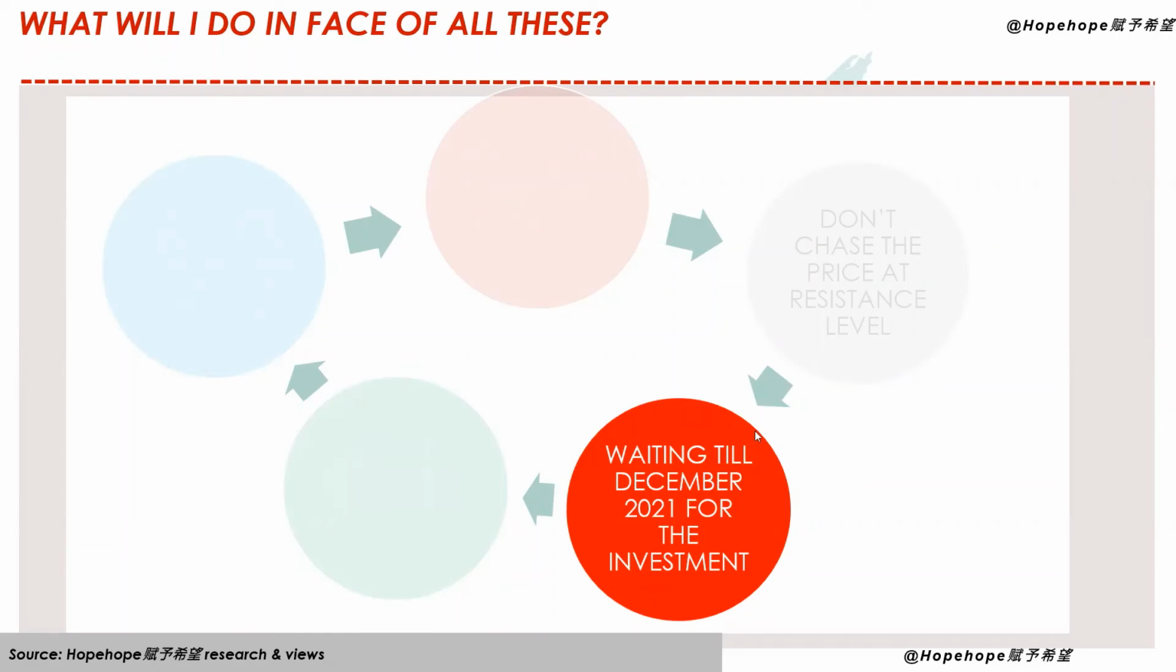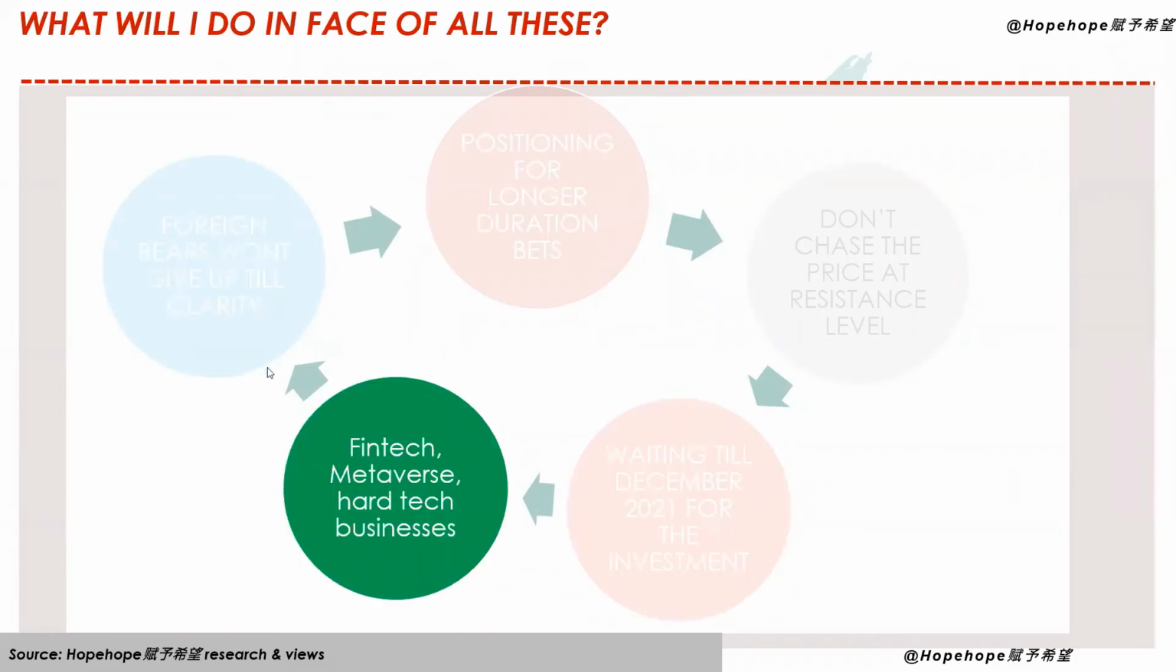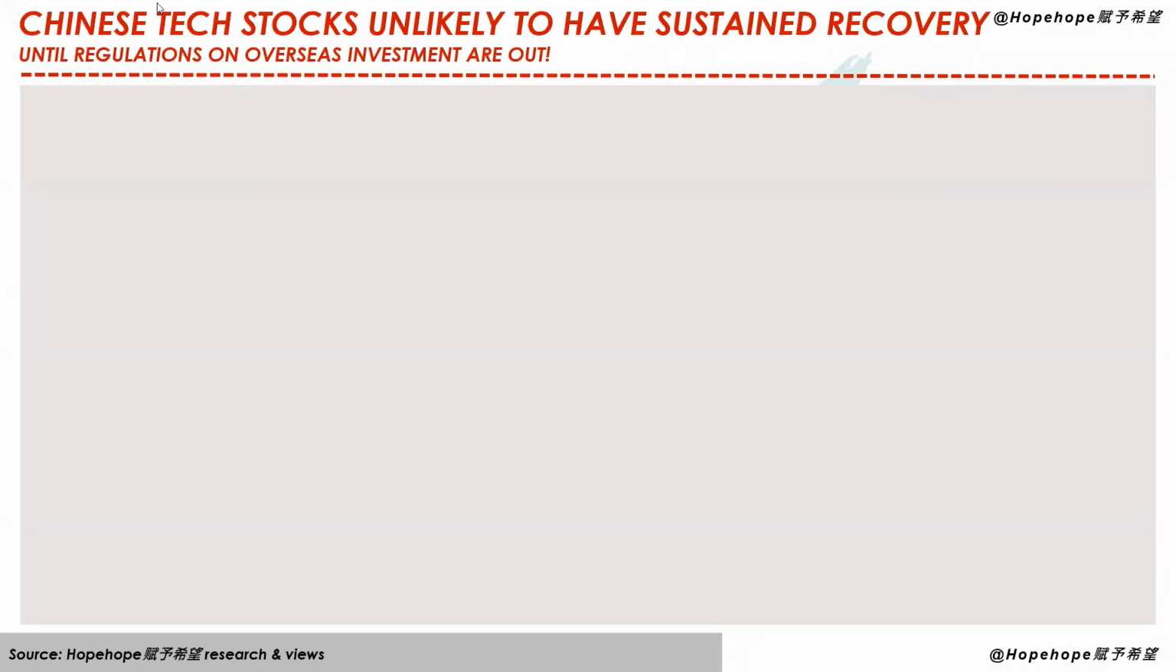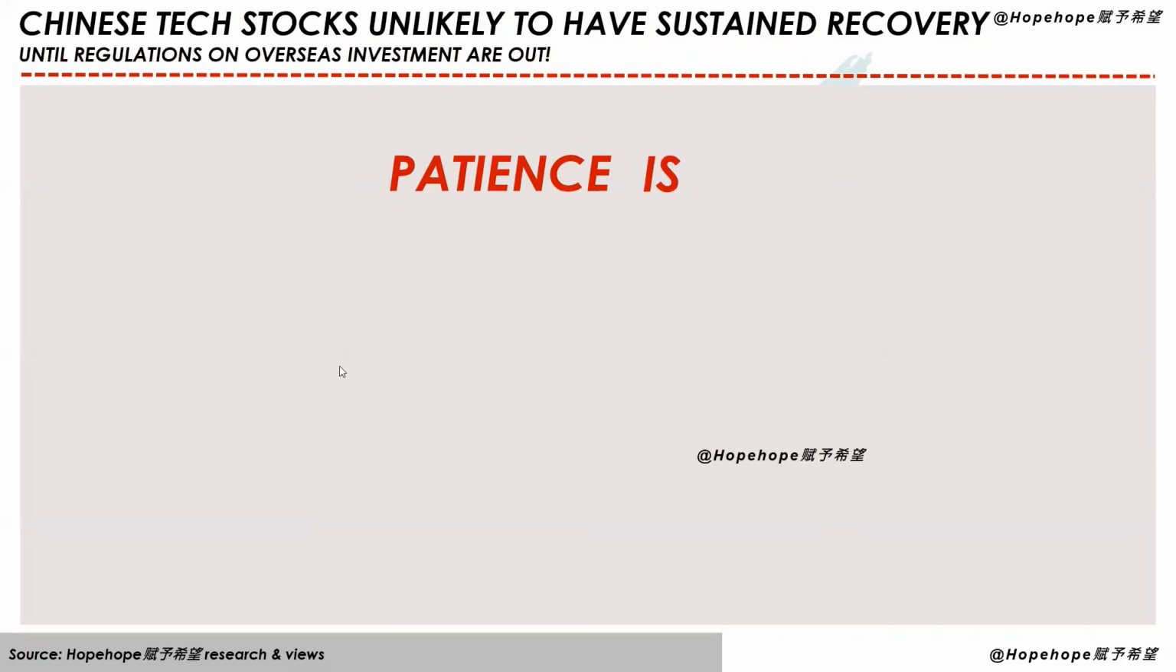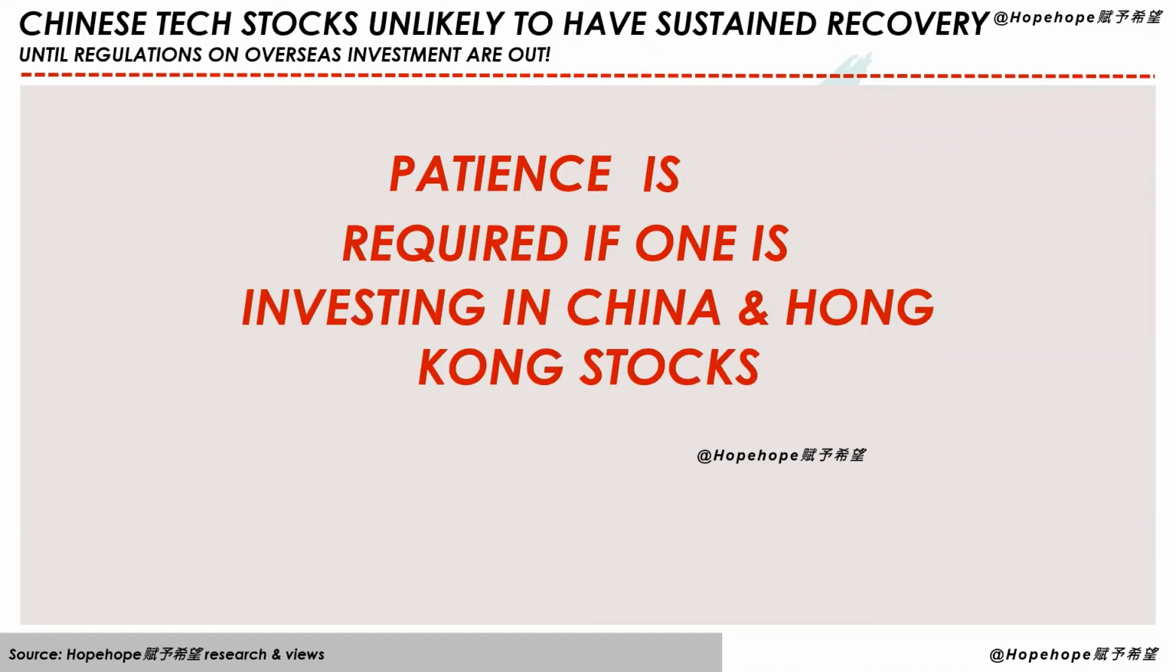For myself, waiting till December 2021 for the longer duration investment may make a lot more sense. I will continue to look for fintech and metaverse hard tech businesses if I want to deploy for the longer duration investment. Like what I mentioned in a previous video, Chinese tech stocks are likely to have a sustained recovery only after regulations on overseas investment are out and the tech regulatory clarity is out. Patience is definitely required if one is interested in investing in China and Hong Kong stocks.